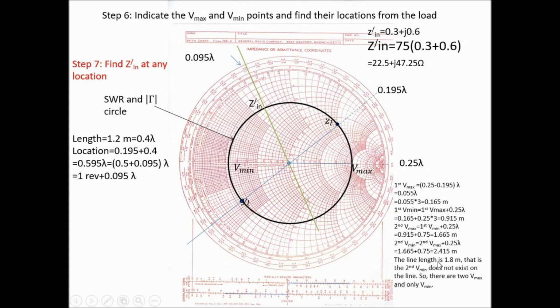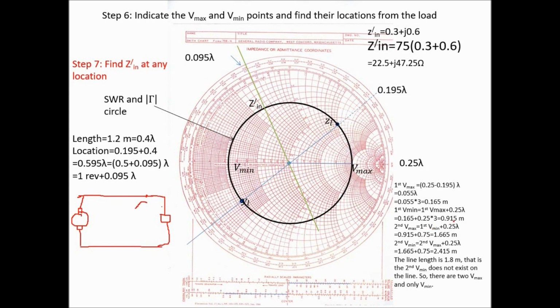Then if the transmission line has 1.8 meter length, you see the second minimum is 2.4. This is outside of the transmission line. So think about you have a transmission line like this. This is your load and this is your source. Now say you have the first ZL here, you got a maximum at 165. So this is your maximum.